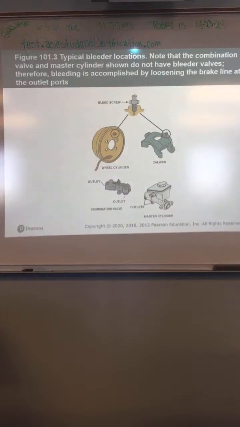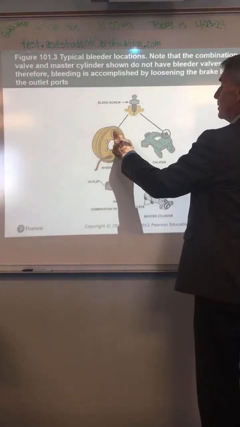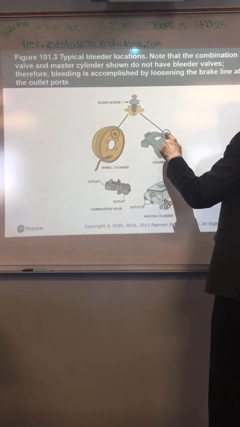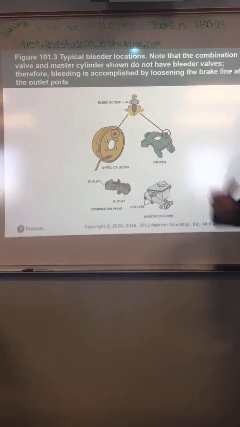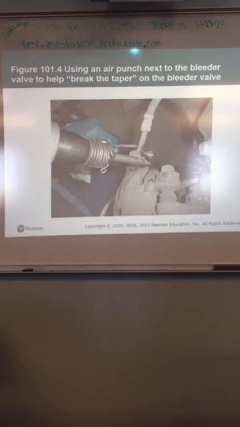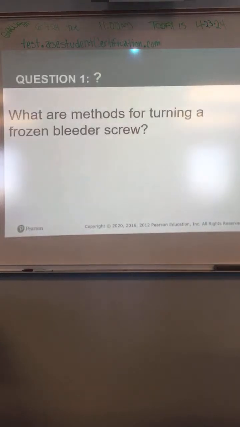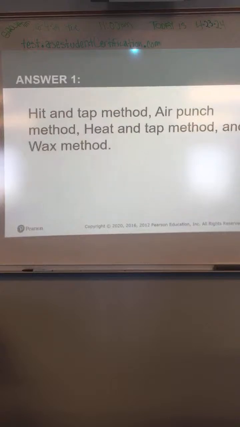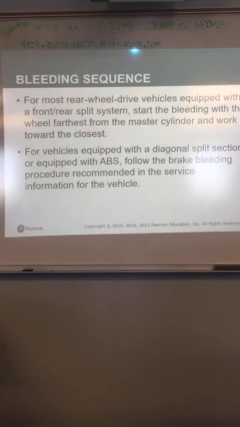Bleeder's always going to be on the top of whatever you're working on. If it's a drum brake like this or wheel cylinders here, it'll be on the top. Caliper, same way. Bleeder's gotta be on the top or you'll never get the air out of it. This guy's using an air hammer to get the frozen bleeder screw off. I'm not worried too much about that.